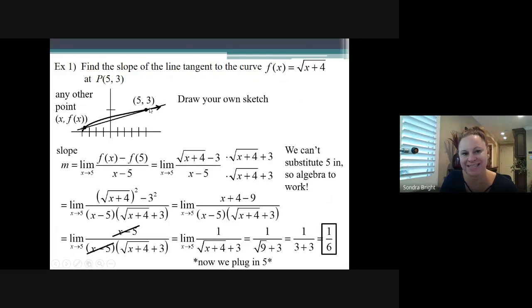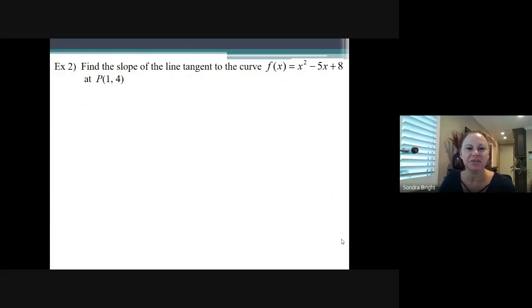If I were to draw it right now, that's the secant line, but if this guy were to come over and just be tangent to that point, its slope would be 1 over 6. So cool, huh? Nice. You just found the slope of a curvy curve. All right, let's do another one.